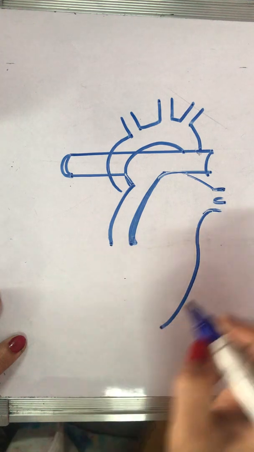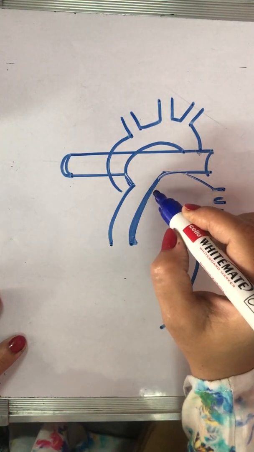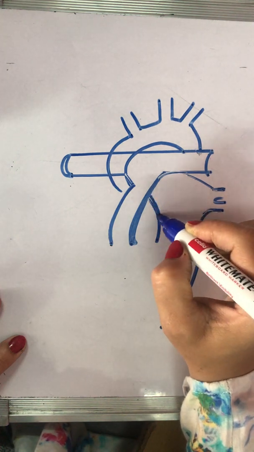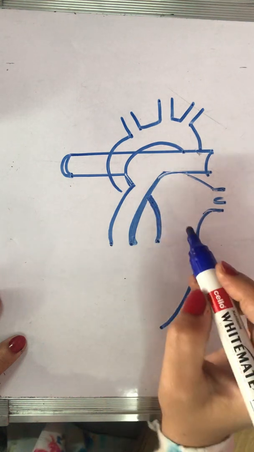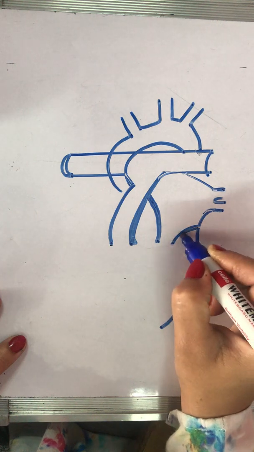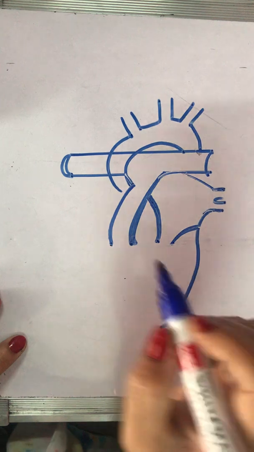Here I am giving a little outline of the heart from the left side. From this particular one, I am drawing this septum and this septum, differentiating into auricle and ventricle.